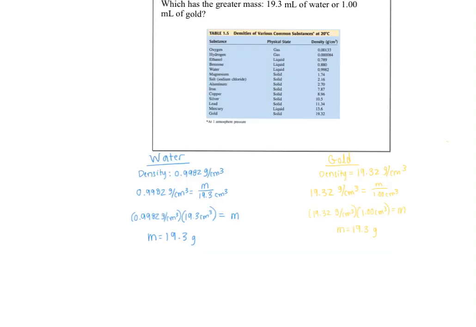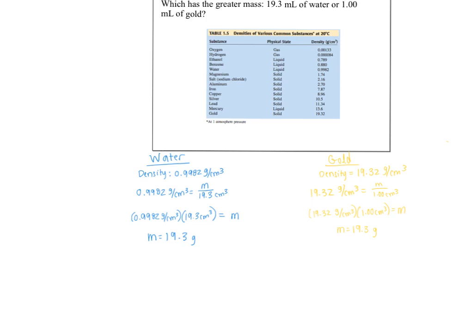All right, so I took the density of water. They have more specific on this chart, 0.9982 instead of the 1.0. I used what they gave us. And I said, so that density is equal to the mass divided by the volume. So we're looking for mass, and then the volume. I know they said 19.3 milliliters. I just kept it as centimeters cubed, so that way our units cancel out. Remember, they're interchangeable for these problems.